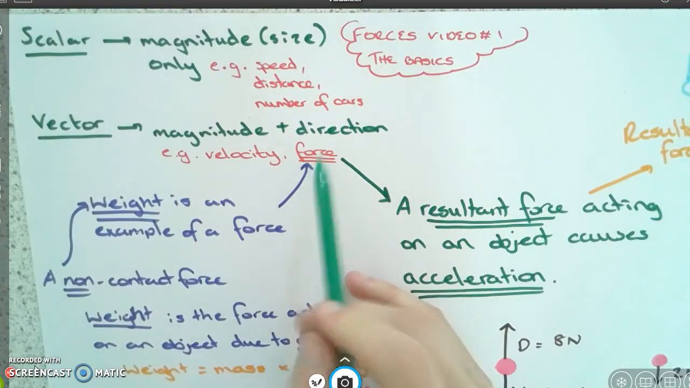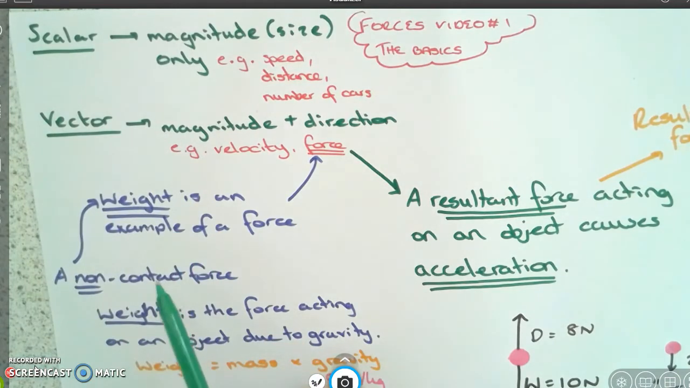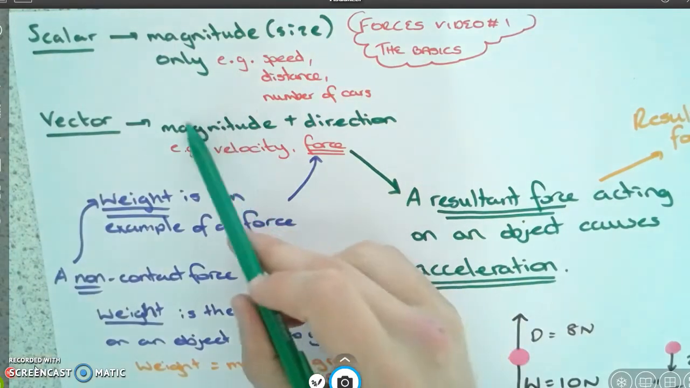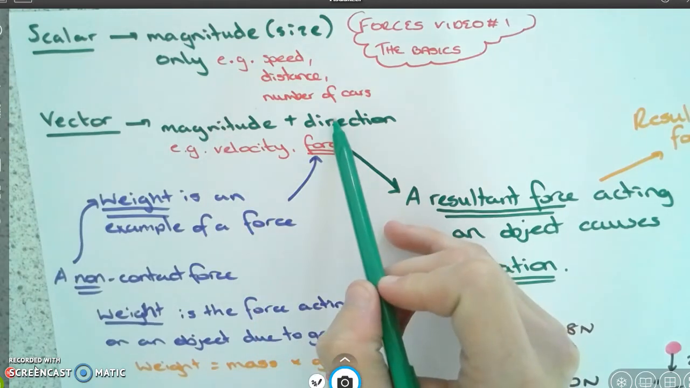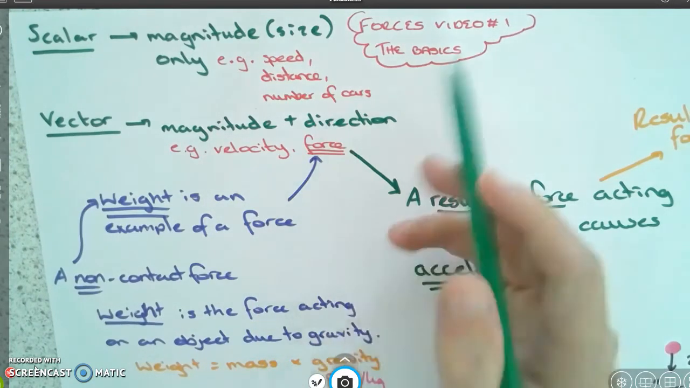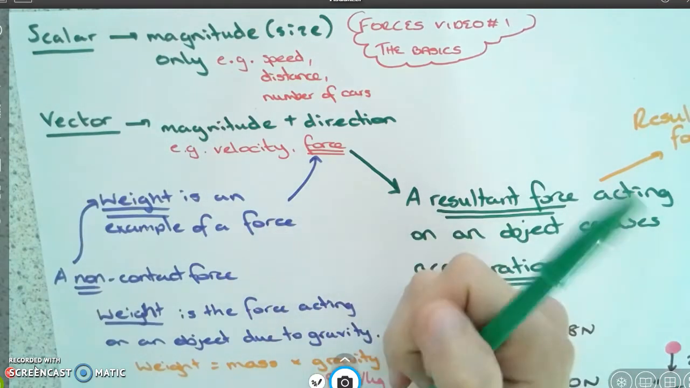So the good example that we're going to go through is weight. Weight is an example of a force because, take me for example, I'm 750 newtons, that's my weight. So the magnitude of my weight is 750 newtons, and the direction of my weight, well, it's always pointing towards the centre of the earth, downwards. So my weight, 750 newtons, is an example of a force.